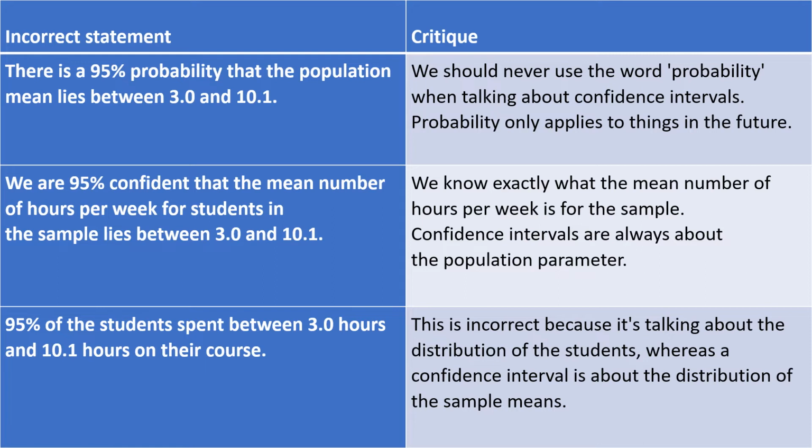95% of the students spent between 3 hours and 10.1 hours on their course. People, this is also totally incorrect because it's talking about the distribution of the students, whereas a confidence interval is about the distribution of the sample means. In other words, confidence intervals are basically about the distribution of the sample means only. So that's what we're interested in, okay? And that's why it's wrong.